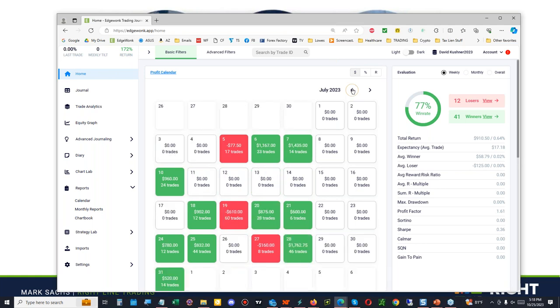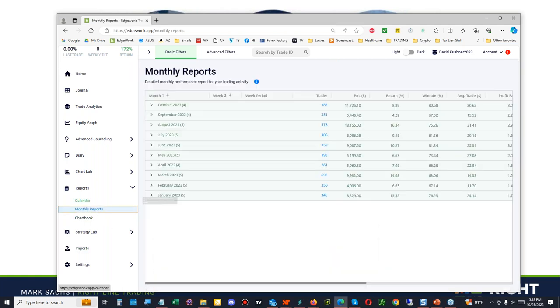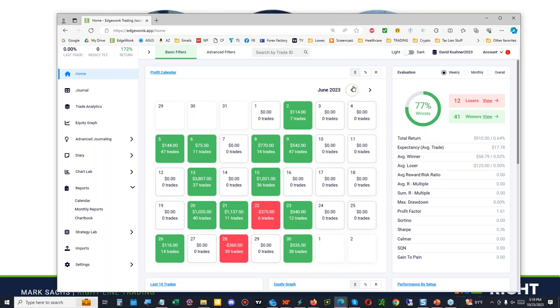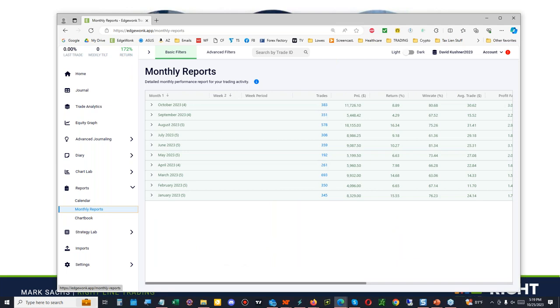But look at July. Okay, look at July and look what we did in July. Almost 9,000. Look how many days we didn't trade in July. We didn't trade the 4th, it was a holiday, so I'm not counting that day. So one, and I was away for these days, 2, 3, 4, 5, 6, 7 days. 7 out of 20 trading days, we didn't trade. And we still did 9,000. June, 1, 2, 3, 4, 5, 6, 7, 8 trading days in June. June, we still did 9,000.